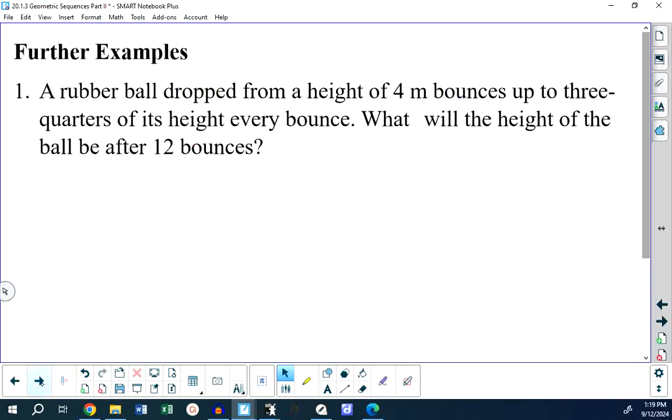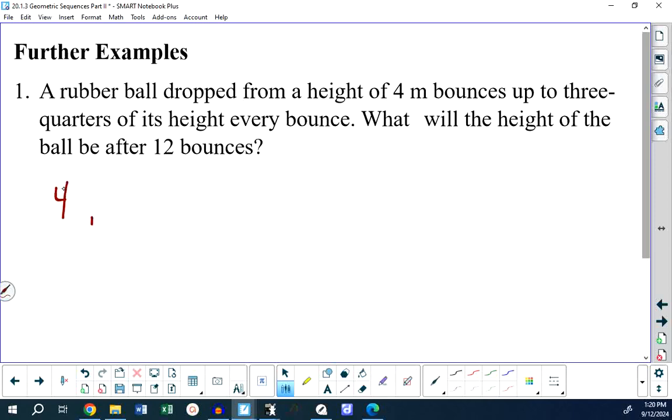So number 1 says a rubber ball is dropped from a height of 4 meters and it bounces to 3/4 of its height every bounce. So let's write down these heights. And this is going to be tricky. There's something about this question that is really tricky. Okay? So the first height the ball has is 4. My mistake, 4.